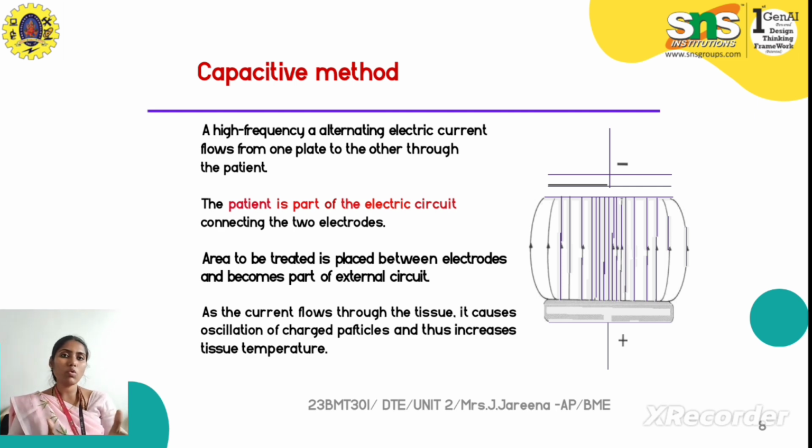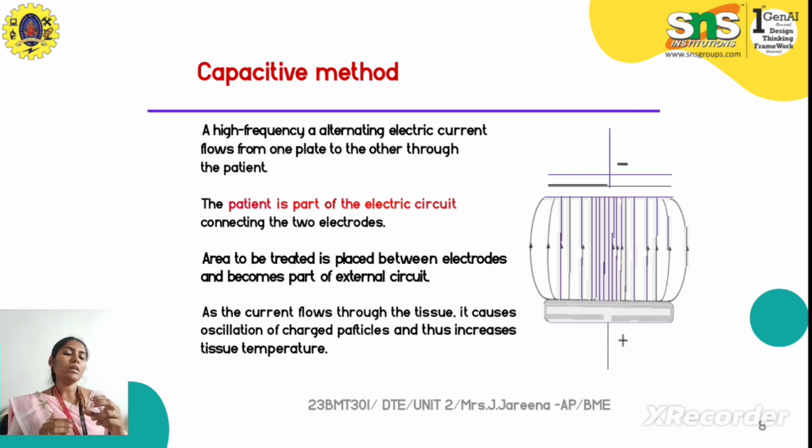So in this type of capacitive electrode, if you see, the patient becomes part of the electric circuit, because the electrodes we will be placing on either side of the body. Either we will place on a side of the body, that is a targeted area, or you can place over the body in parallel to the body. So this is the position where we can place these electrodes in case of capacitive method.